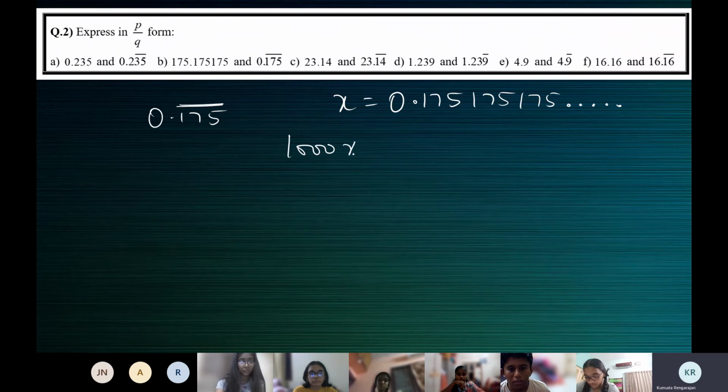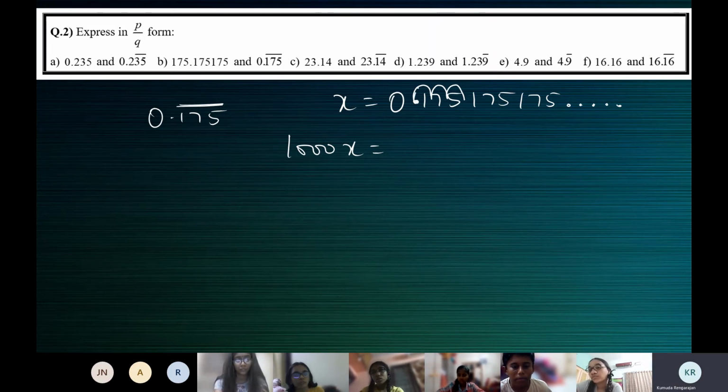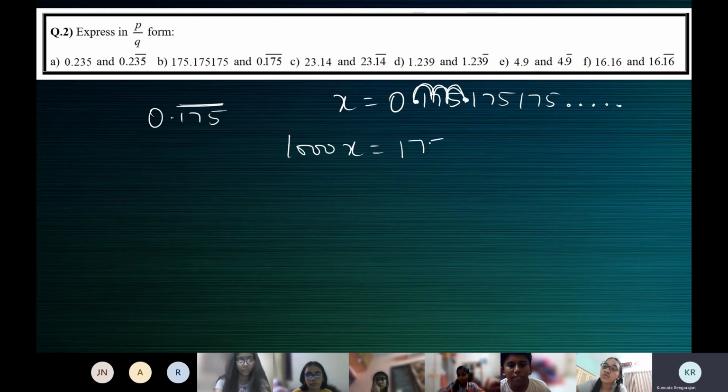What will you get for 1000x? When you multiply by 1000, 175.3, here the decimal point will move: 1, 2, 3. It will come here. So what is 1000x? 175 point.